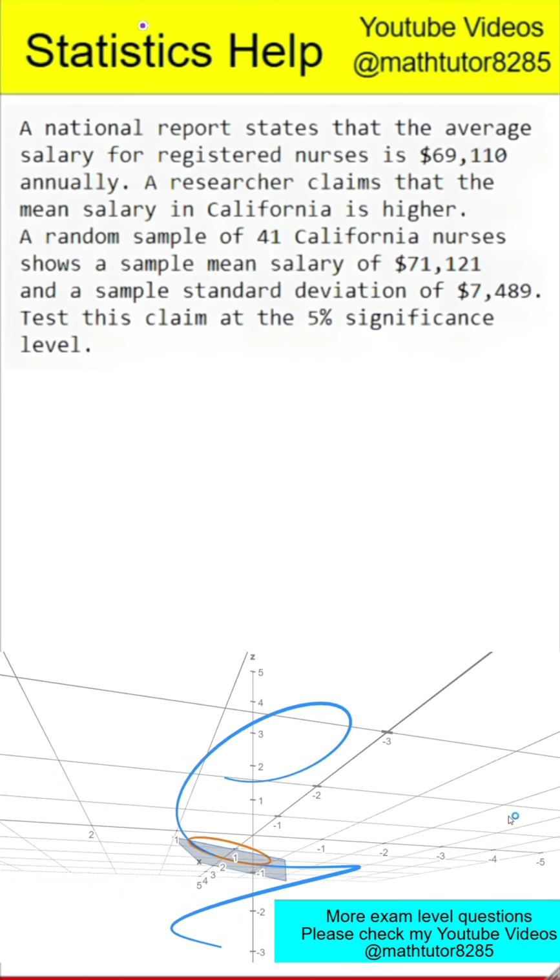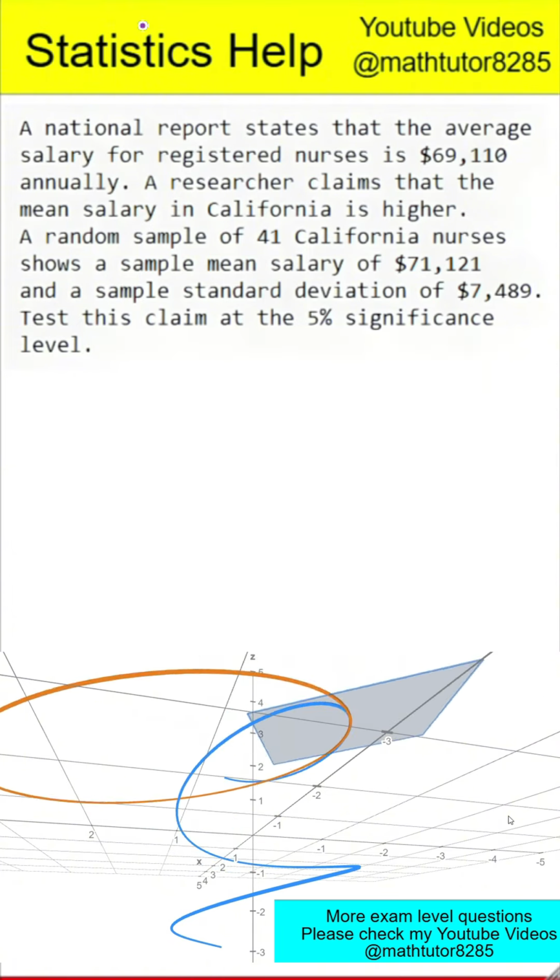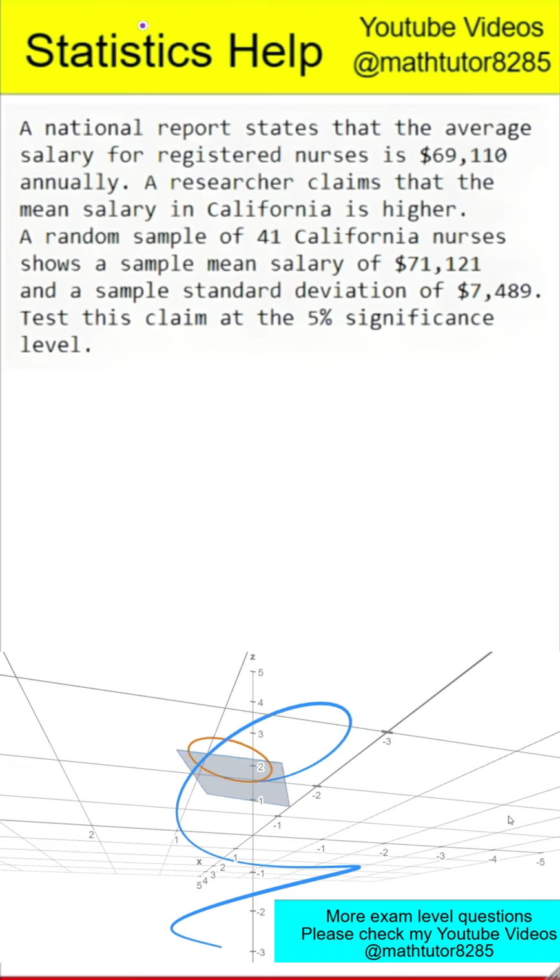The sample shows an average salary of $71,121, with a sample standard deviation of $7,489. Test this claim using a 5% level of significance. First step is stating the hypotheses.